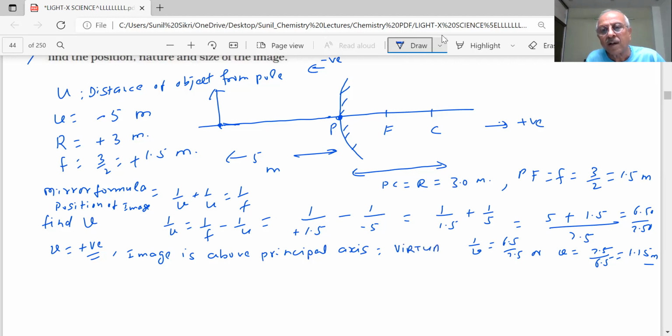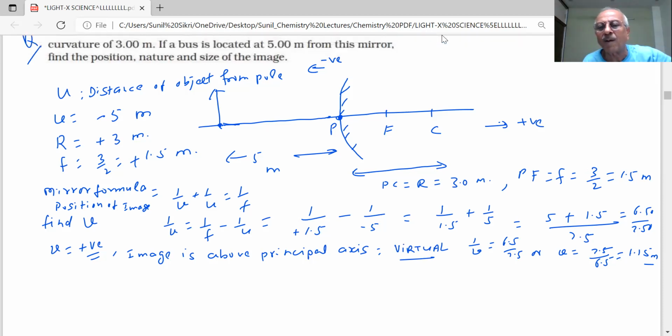Clear? Note down everything because this is very important. He has asked what is the nature of the image. The image is virtual because it is above the principal axis. If it is inverted, then it will be below the principal axis, and then it will become real. And we already know rear view mirrors, I am talking about convex mirrors. This is very important. They form virtual erect images and you can see the complete distance.